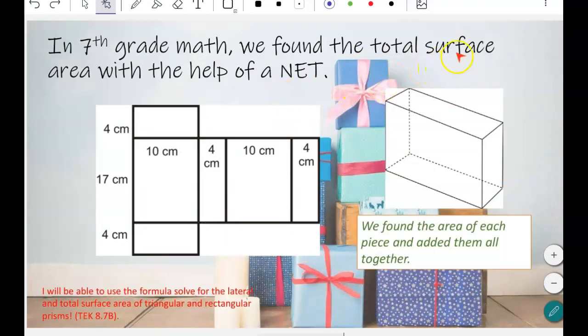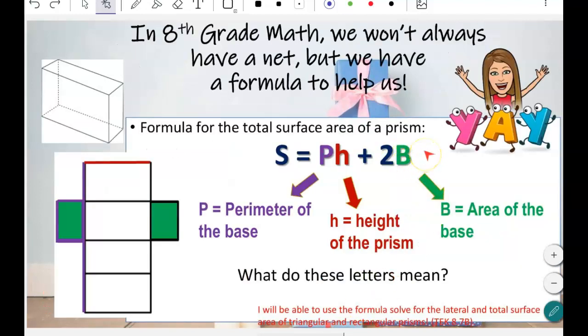This is how you found surface area in 7th grade. It was called a net. And you basically just found the area of each rectangle and then added it all together. All right, so we're going to be in 8th grade, you actually have a formula that you're going to learn to use, and it's going to be on your STAAR reference chart. So here it is. So this is to find the surface area of a prism, whether it's rectangular or triangular. Again, we're focusing on rectangular today.